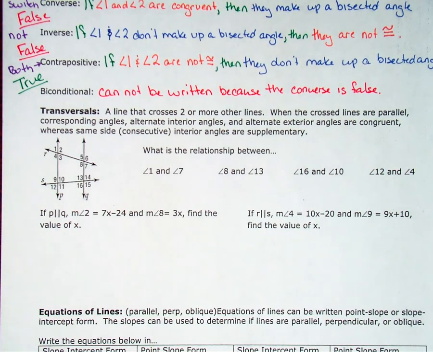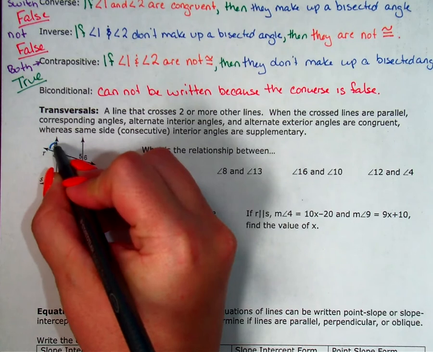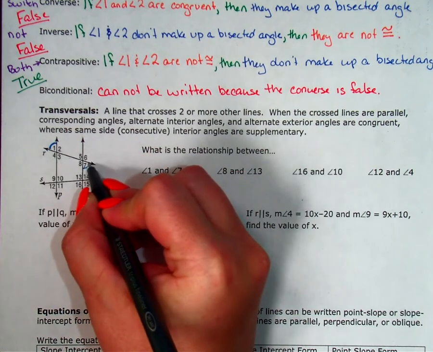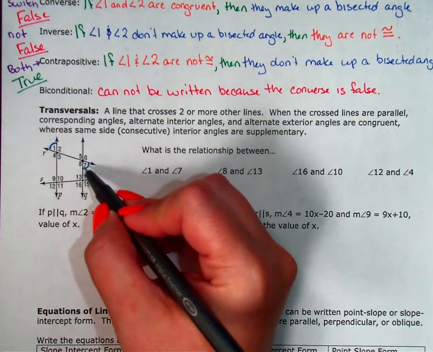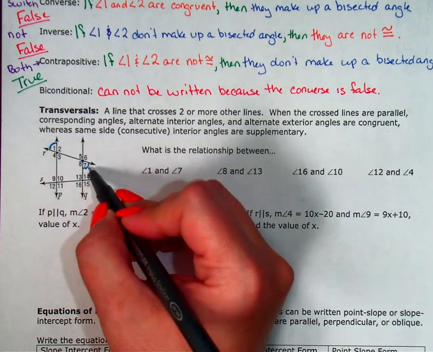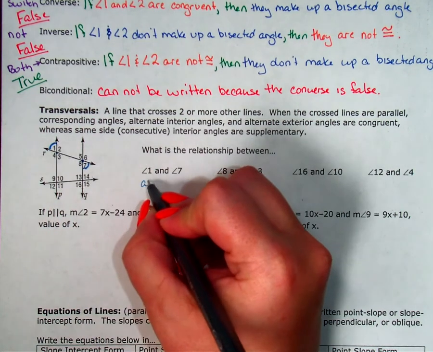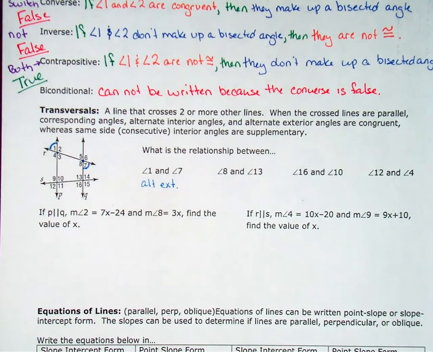Okay, so let's look at what is the relationship between 1 and 7. If I look here at 1 and 7, the transversal to get from one intersection to the other is line R. They are both on the outside and they're on different sides of line R, above it and below it. So they're alternate and they're exterior angles. Okay, we don't have any way to say if they're congruent or supplementary, because we haven't been told we have parallel lines.